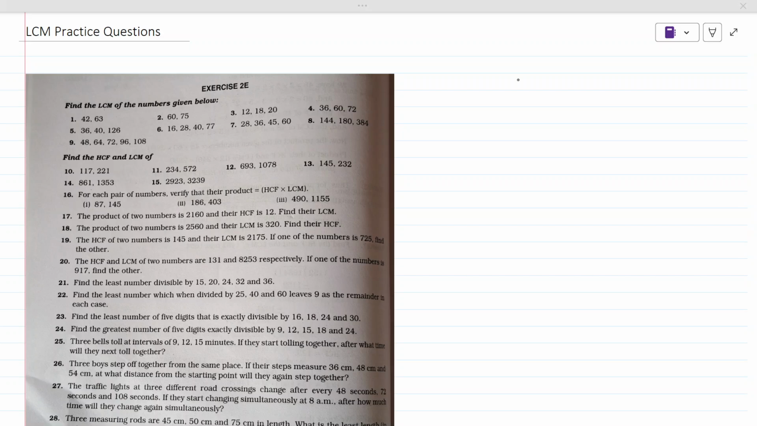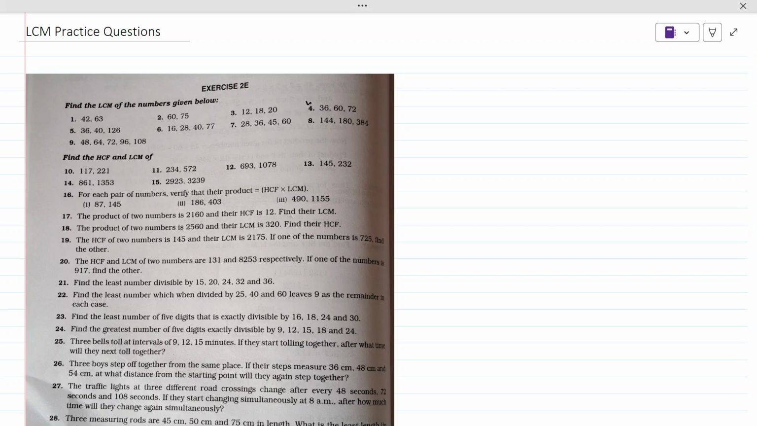Hello kids. I hope that you have revised the questions based on LCM using both approaches. Now in today's class, we are going to pick the exercise based upon the concept of LCM. Let us do a few questions from 1 to 9 first.